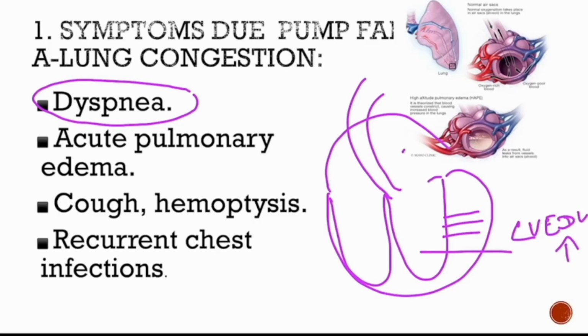This will be transferred to the left atrium, and from the left atrium into the pulmonary veins, because pulmonary veins are connected to the left atrium. So when the left ventricle fails, the changes in pressure will be transmitted to the chambers behind it. Here it is the left atrium followed by the pulmonary veins, and finally in the pulmonary system, at the venous end of the capillary, the pressure is increasing. So fluid will transudate into the lung. So there is interstitial edema followed by pulmonary edema.